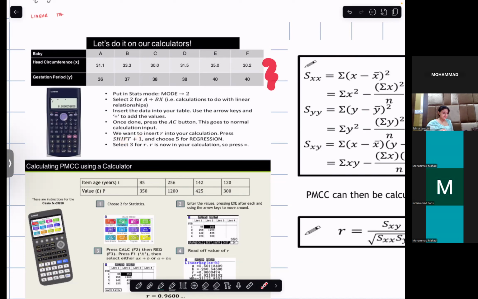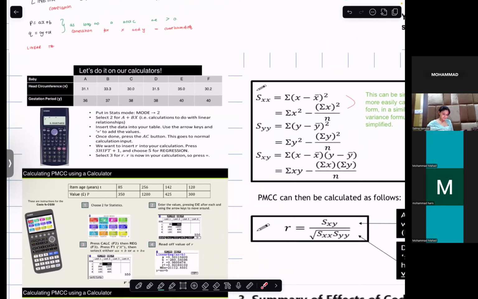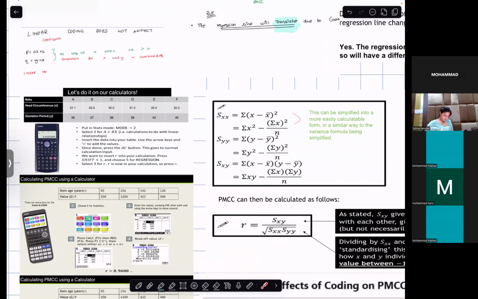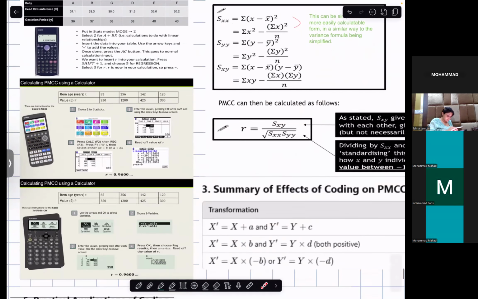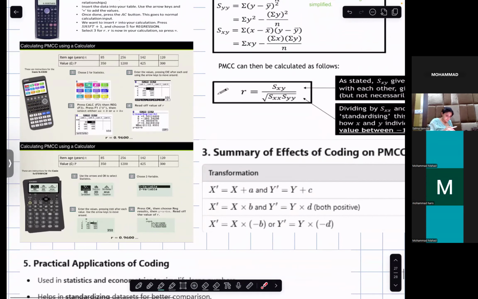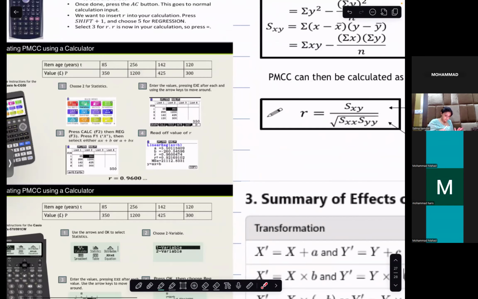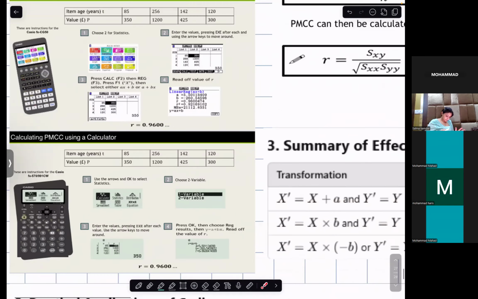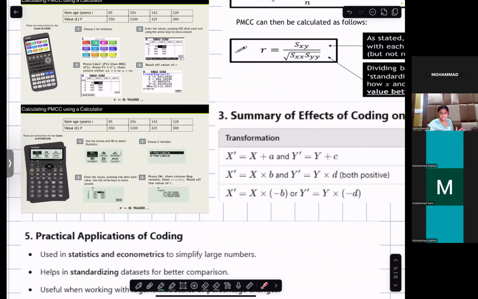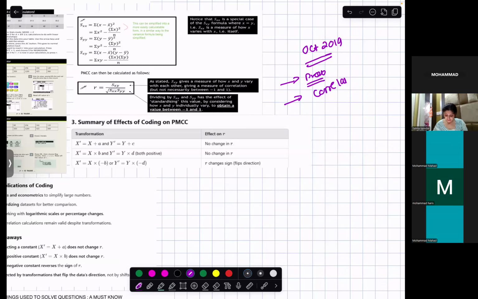Once you put the data, then you press Shift plus 1, and choose 5 for your regression.